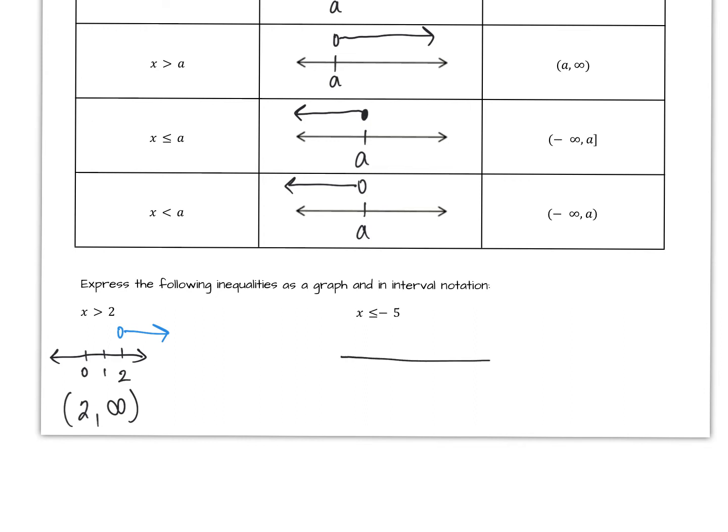Second example is x less than or equal to -5. Let's get our number line. I'm going to put a closed circle at -5 because of the equal to, and less than goes to the left. If I have a less than inequality, I always start with negative infinity, which gets a parenthesis, comma, and then my value, in this case -5, which gets a bracket because it is included as a potential solution.